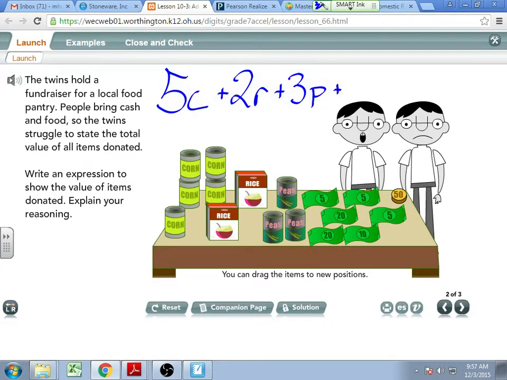Do you know how much money's worth? Yeah, it's worth what it is worth. It is printed on it. So you've got 5, 10, 30, 50, 60, 5, and 50 cents. So that's how we could write an expression for all of the donations from that round.